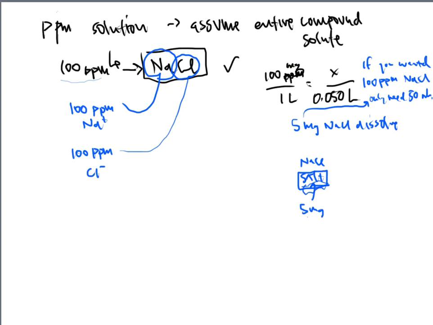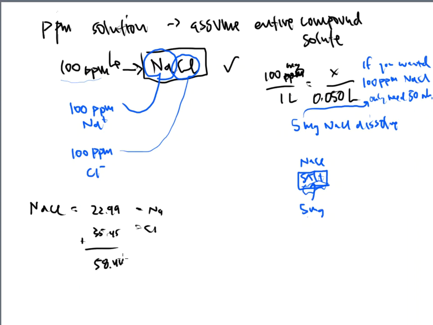So to do this, you need formula weights. And we need the formula weight for sodium chloride. So we know that sodium's 22.99 based on the periodic chart. And we know that chlorine is 35.45 based on the periodic table. And then if we add both of these up, we're probably going to get somewhere around 58, 59.